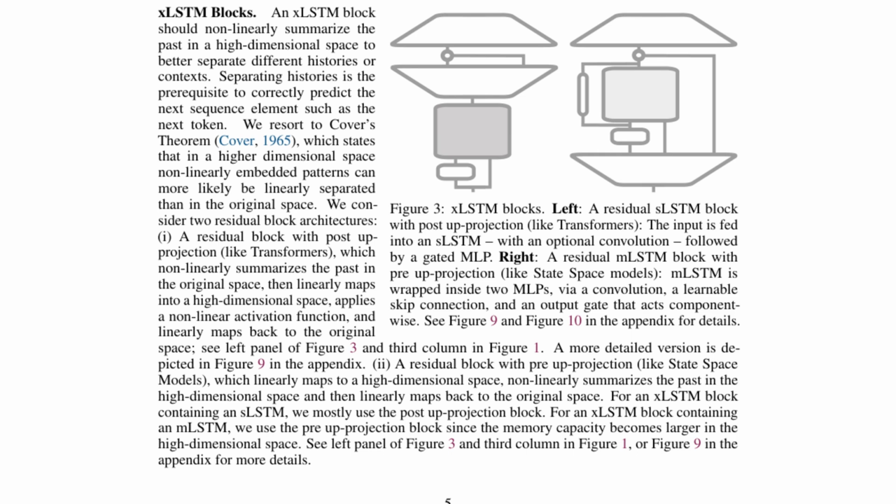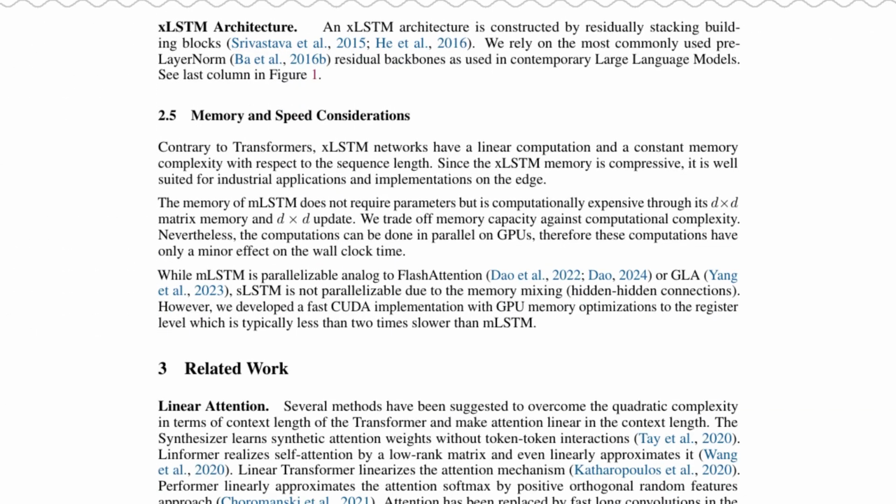Figure 3, xLSTM blocks. Left, a residual sLSTM block with post-up projection, like transformers. The input is fed into an sLSTM, with an optional convolution, followed by a gated MLP. Right, a residual mLSTM block with pre-up projection, like state space models. mLSTM is wrapped inside two MLPs via a convolution, a learnable skip connection, and an output gate that acts component-wise. See Figure 9 and Figure 10 in the appendix for details.